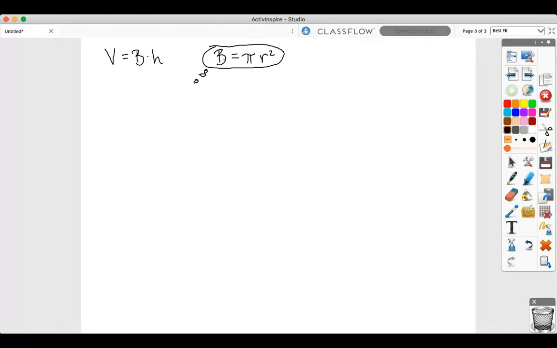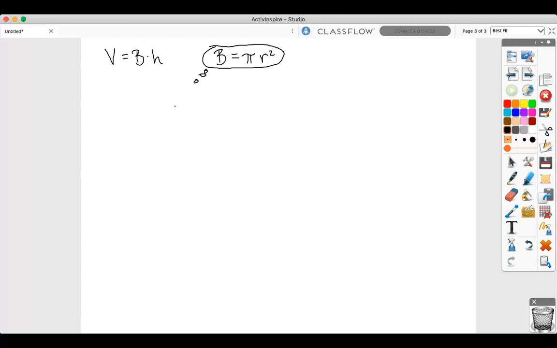That's a thought bubble. Okay, so that's something to keep in mind. So volume equals the area of the base times the height, and in this case, the base is pi times the radius squared. Okay, and you're going to see this done two ways. You're going to see it with a picture, and then you're going to see it with a verbal description. So, with a picture, here's your picture.